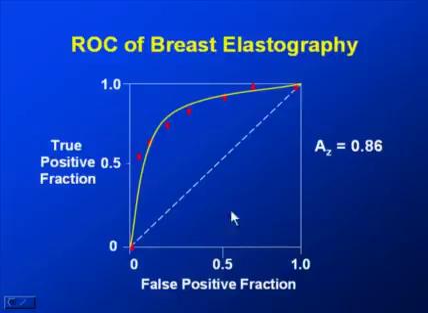And Brian Garra went on to try and assess with ROC analysis the overall accuracy of breast elastography and found it to be on the order of 0.87, as I remember, 0.86.